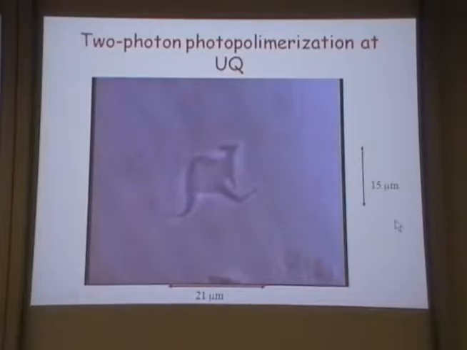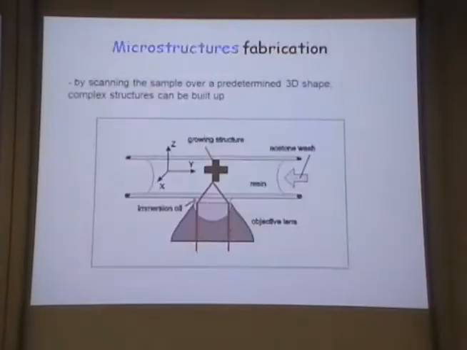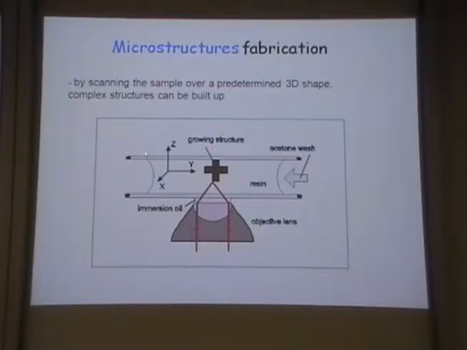So that's the kangaroo. The size is about, this bar here is 15 micrometers, and across here it's 21. So maybe next time when I come to talk to you, we'll have a three-dimensional hopping kangaroo. Okay, so how do we do it?